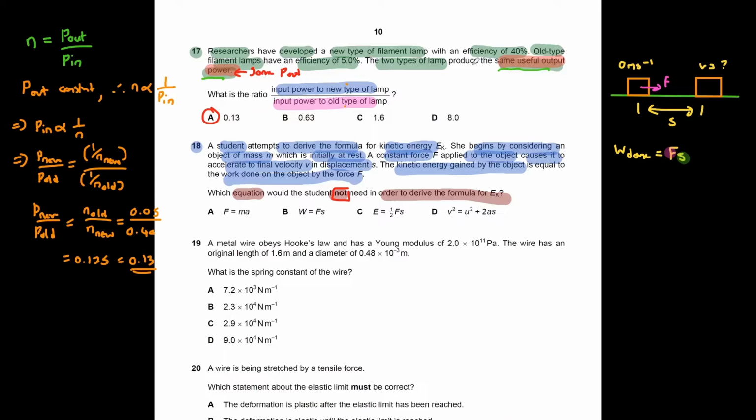So if you want to substitute out for F, the one thing you can use is this. You can actually say that F is equal to MA here. Then after that, you can also use your kinematics equation: V squared is equal to U squared plus 2AS. But because this one was starting from rest, it becomes V squared equals 2AS.